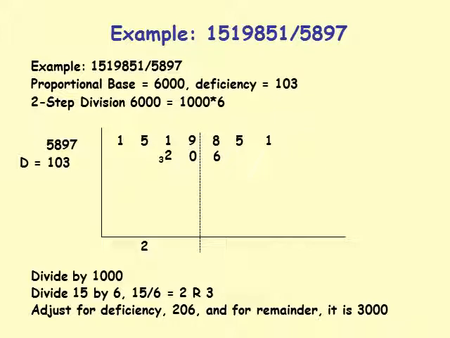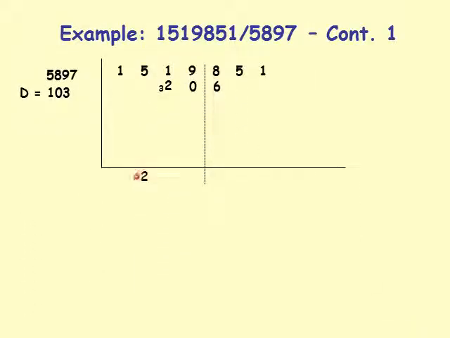Okay, let's continue. We had so far 2 here because we divided 15 by 6, 2 remainder 3, and these are the adjustments: 206 from the 2 and 3000 from the remainder. Let's continue. Now I have a 33 here. 1 plus 33 in this dividend position gives me 5, remainder 3. Okay, so I got 5 here.